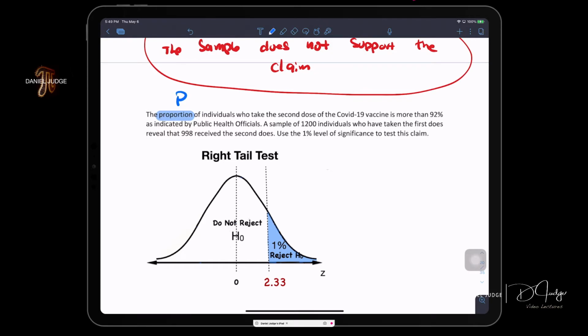The proportion of individuals who take a second dose of the COVID-19 vaccine, let's see what they say, is more than 92%, as indicated by the public health. And you go, Mr. Judge, they didn't say claim. I know, I took that from your book. Because some people are going to say to me, Mr. Judge, you did not go over an example that said indicated.